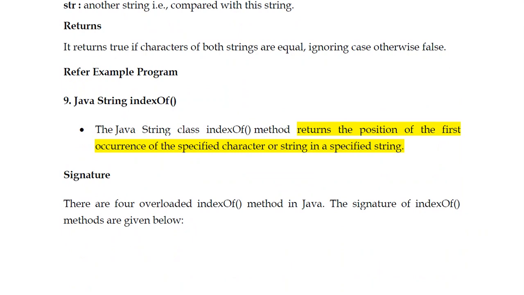Okay. So first we discuss the index of method. What will it return? It returns the position of the first occurrence of the specified character or string in a specified string. It returns the index number of a particular character or string. This is the concept. So there are four methods available in index of itself. We'll discuss them one by one.